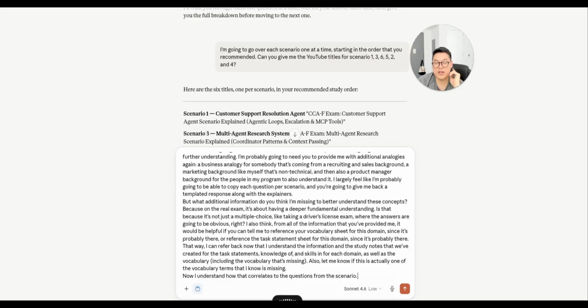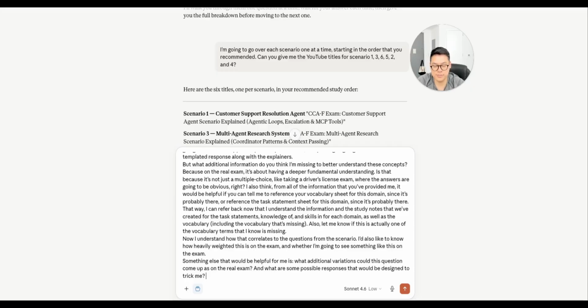I'm probably going to want to know also how heavily weighted the exam is going to be on this, and whether you're going to see this on the exam. I think something else that would also be helpful for me is, what additional variations could this question come up in on the real exam, and what are some of the possible responses that would be designed to trick me? What else? What do you think I'm missing from here?